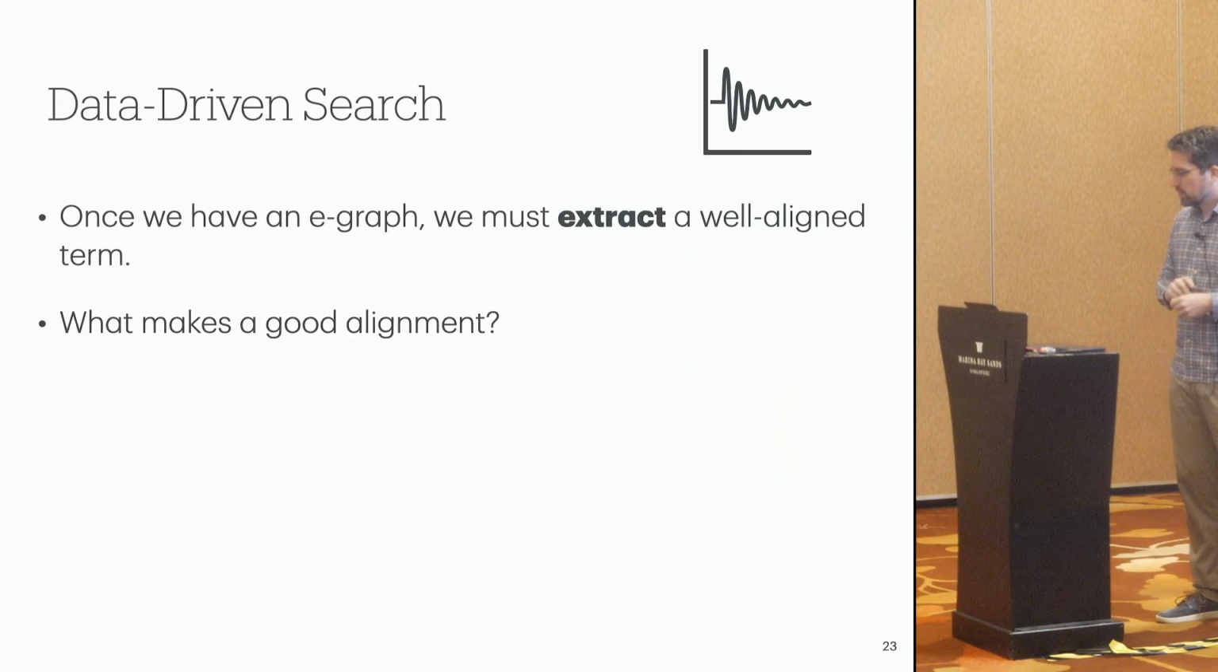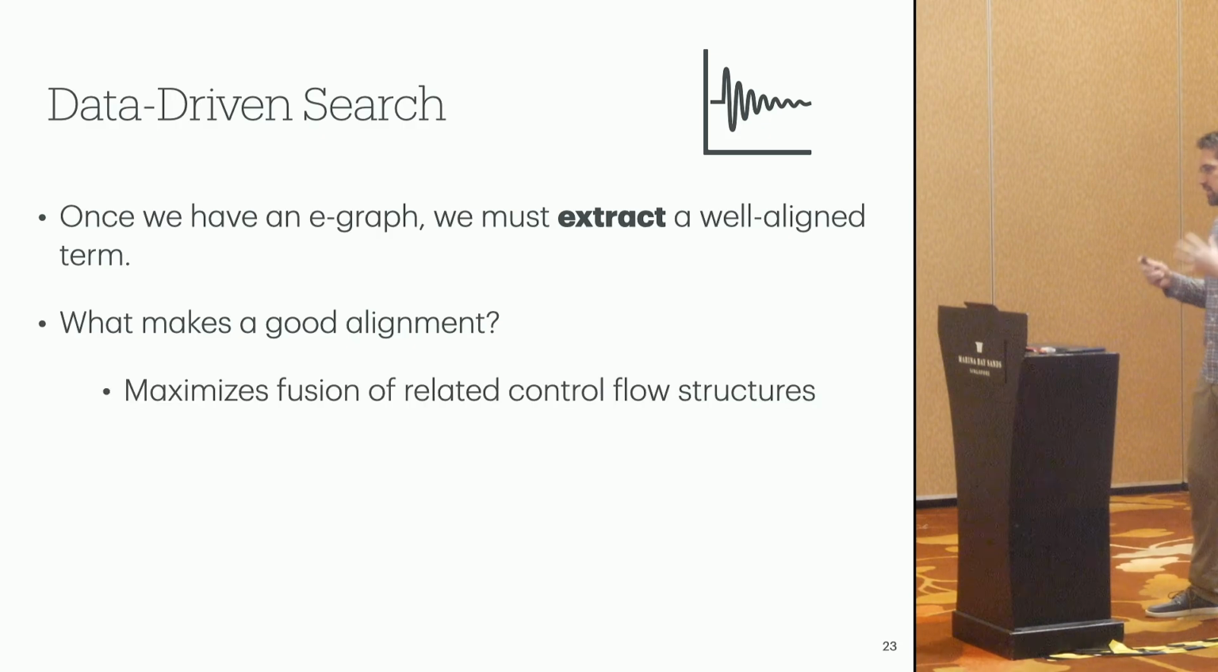So to extract a good alignment, we first have to figure out what is a good alignment. The answer is ultimately that a good alignment is one that makes the backing single program verifier work. So it depends on the backing verifier, but we can be heuristic about this and say that there are certain things that make it easier to reason about. One of them is fusing related control flow structures. So in our example, remember, fusing the while loops together made it easier to reason about.